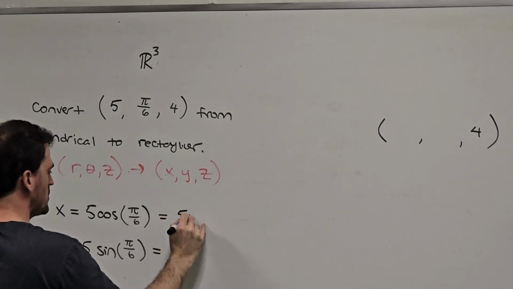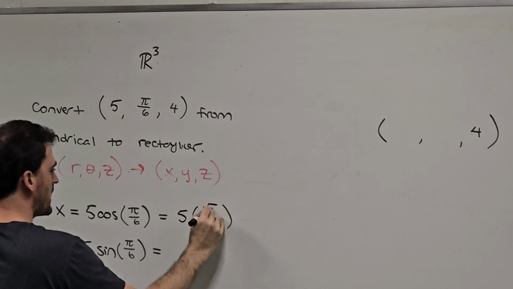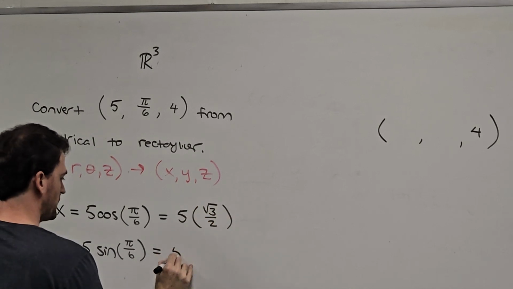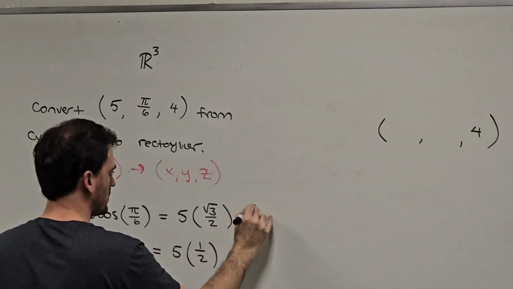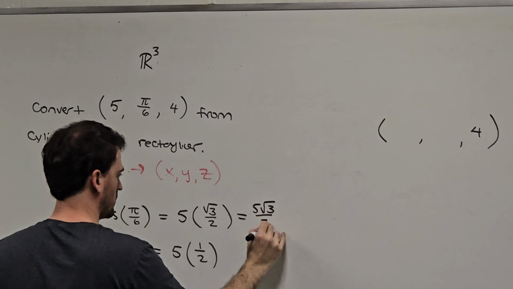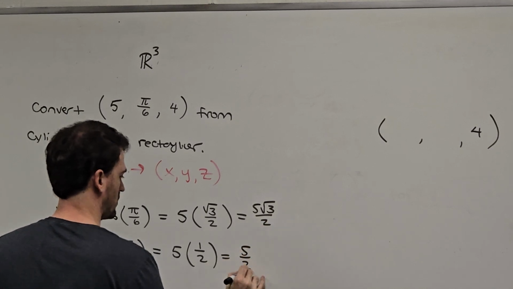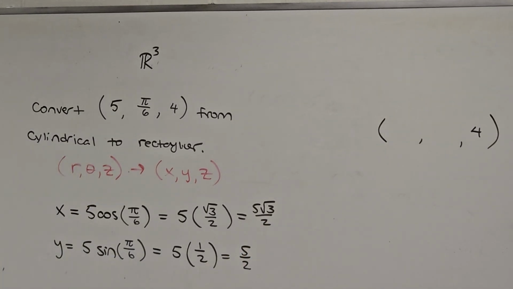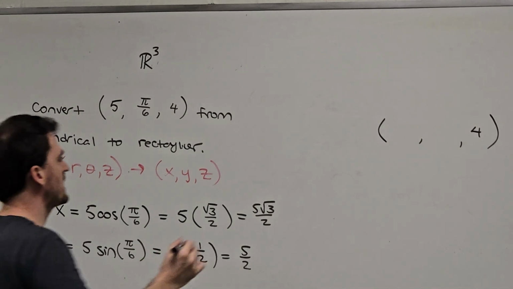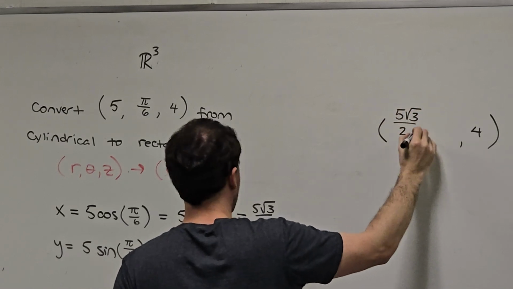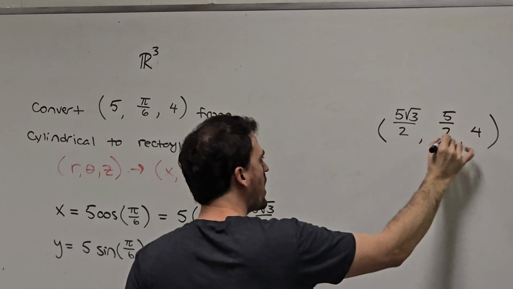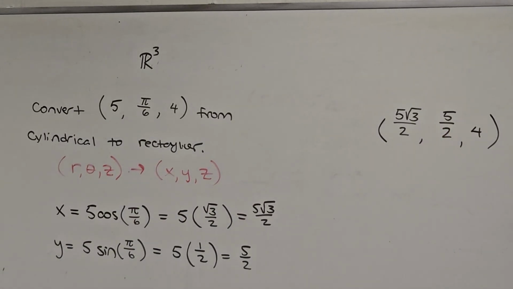I look at my handy dandy unit circle. The cosine of pi over 6 is root 3 over 2. The sine of pi over 6 is 1/2. Nice. So now, that is my x coordinate. That is my y coordinate, and again, the z is z. That's it.